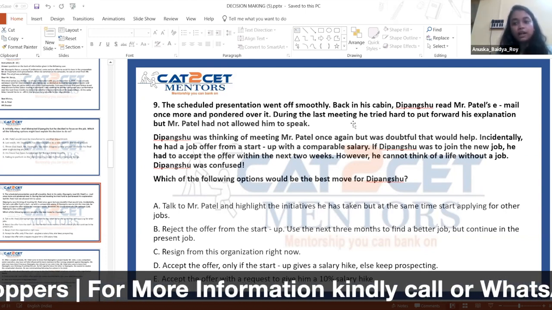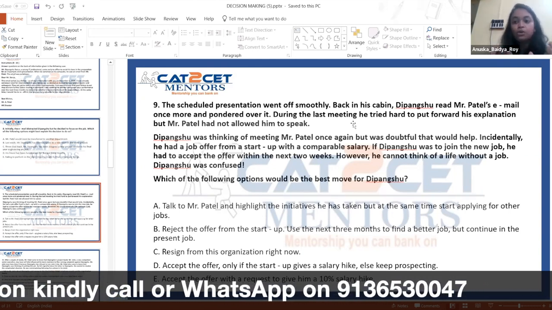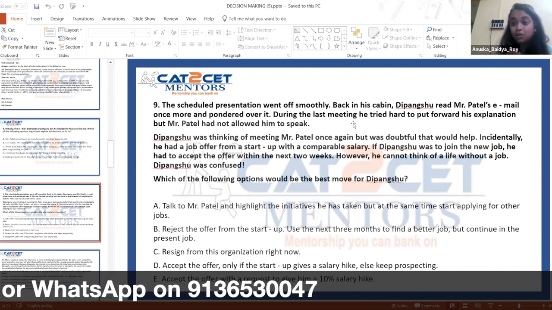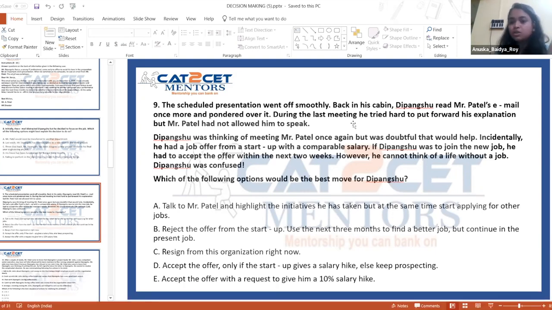However, he cannot think of a life without a job. So he is a very focused person. He cannot live without a job. Very important. Keep a note. These lines are very important. He cannot think without a job. What does that imply? Whenever you have an option which says that Dipanshu should leave the job and sit at home searching for a new job, will that be a valid option? He is a man who cannot think of a life without a job. Will you choose that kind of option? No, right? You will not choose this kind of option.